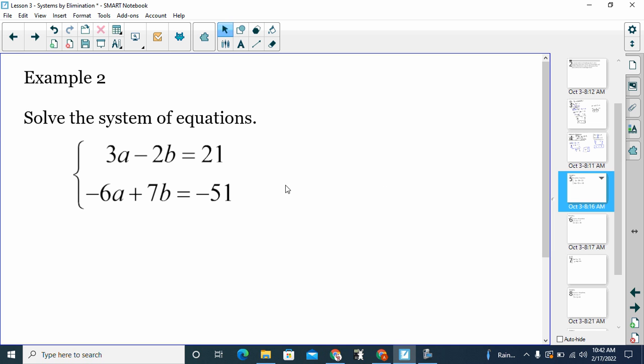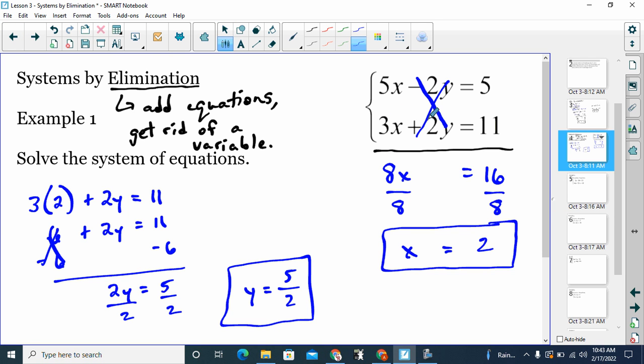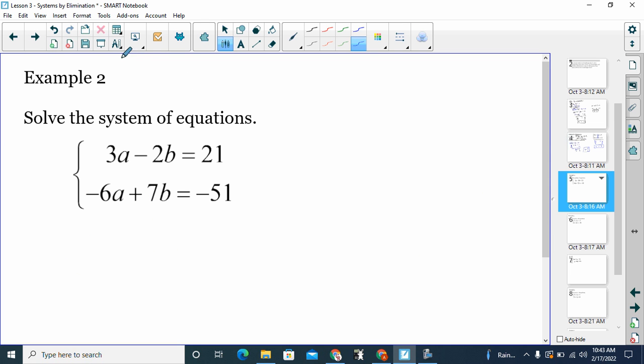The problem with this one is I cannot start by just adding the equations together. The last one worked out great because right here I had minus 2y plus 2y, and they canceled. If I look at my a's, I've got 3a minus 6a. Those don't cancel. And here I have negative 2b plus 7b. Those also don't cancel. So I don't want to add my equations together yet because I would not be eliminating either one of the variables, either the a's or the b's.